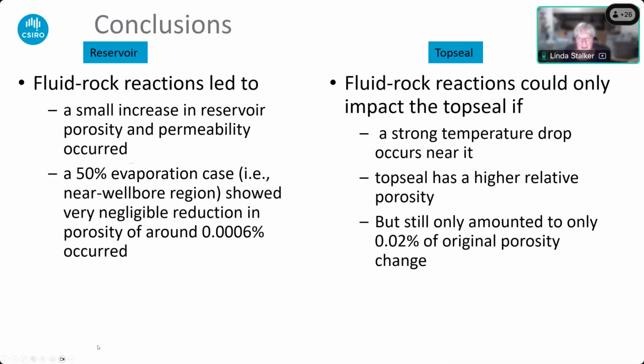So to conclude on the messaging and the methodology we've used, we've seen fluid rock reactions in that particular example had a very small increase in reservoir porosity and permeability. And we really had to do quite a few things to the reservoir before we actually started to see any reduction in porosity at all. In terms of the top seal, we could only really make anything change if we had a really strong temperature drop near it, or if we dialed up the initial top seal porosity, but it was still only 0.2% of the original porosity that actually changed.